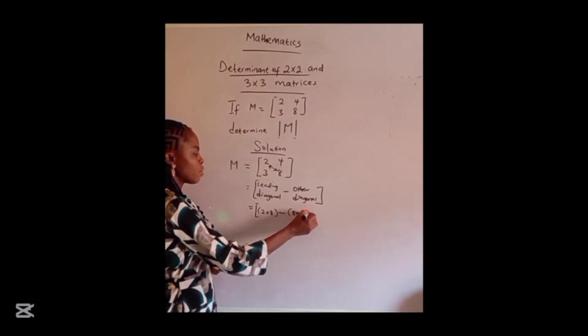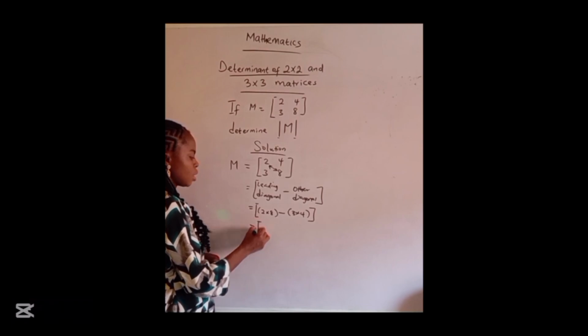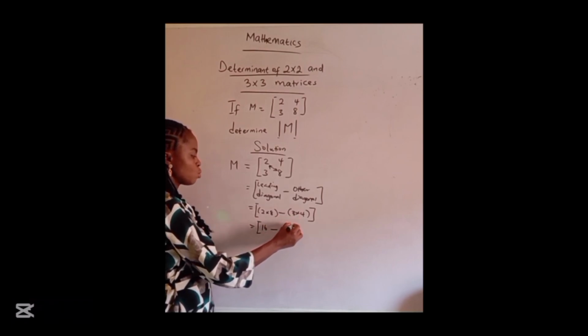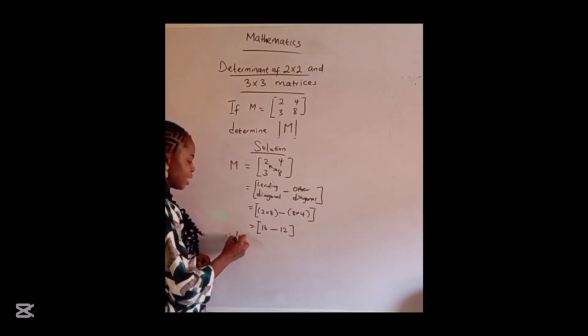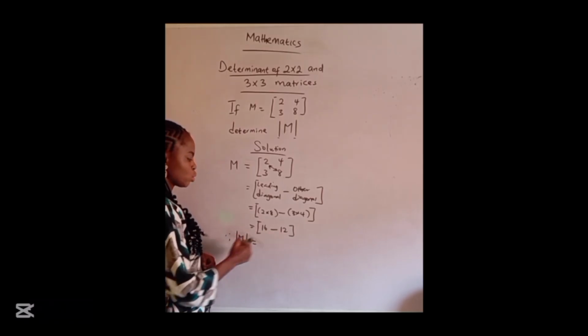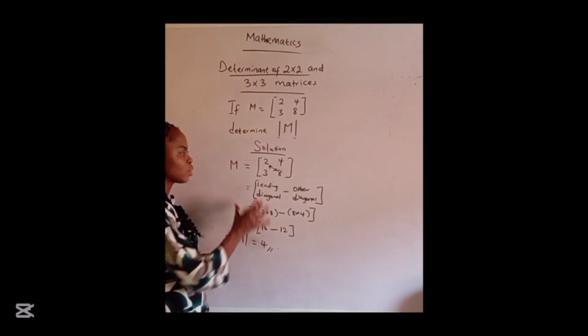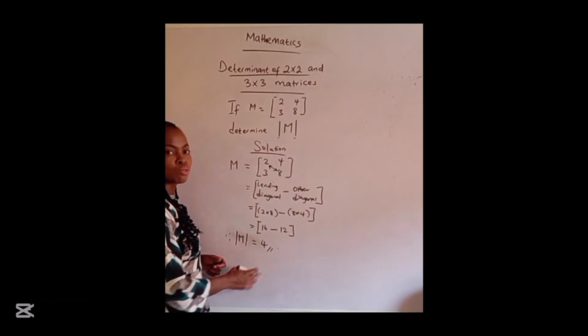3 times 4. 2 times 8, 16, minus 3 times 4, 12. Now, the determinant of m is equal to 16 minus 12. 16 minus 12 is what? 4. This is how to find the determinant of a 2 by 2 matrix.